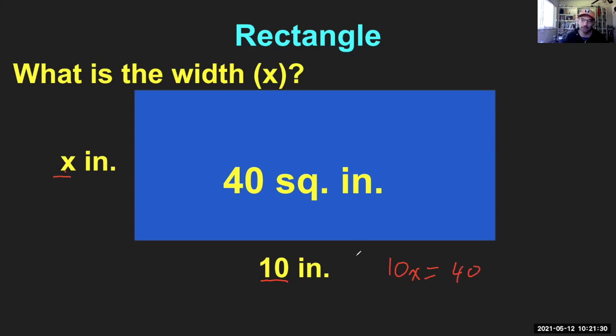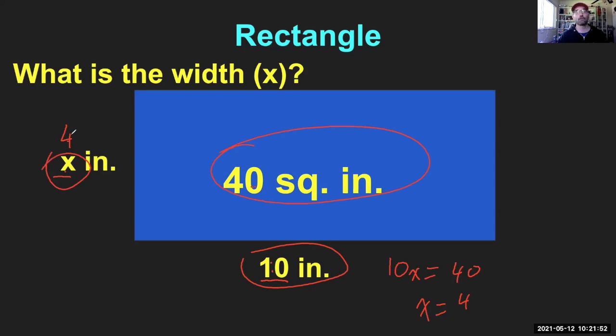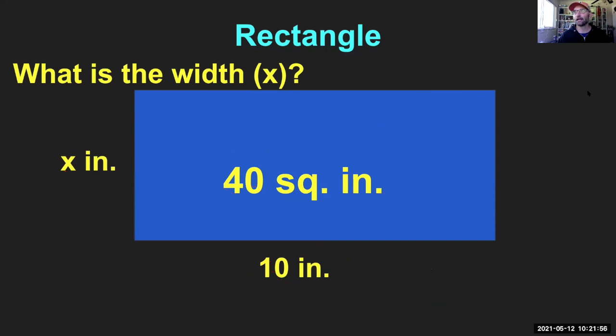Well, that should be pretty easy, right? 10 times what is 40? Well, it's going to be 4, right? X equals 4. So if I replace this X with a 4, is it true that 4 times 10 is 40? Yes, it is. So when they give you the area, you start off with the area and one of the sides, then you're basically going to divide 40 divided by 10, and then we find out what that is, which is 4. It works exactly the same if it is a parallelogram. So let's try the next slide.